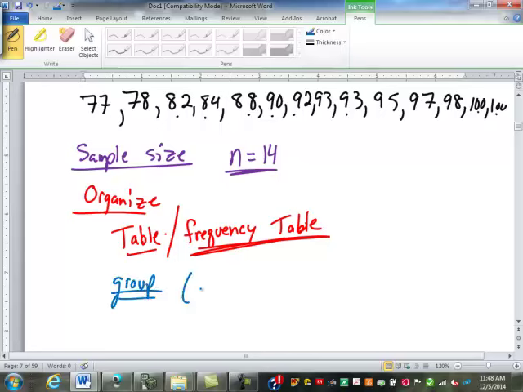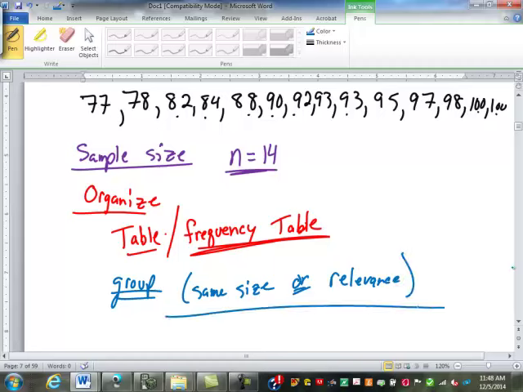Those groups, we have to be really careful to have one of two things. Either they must be the exact same size, or they must have some relevance to the data. For example, we might group you by what your grade range is.